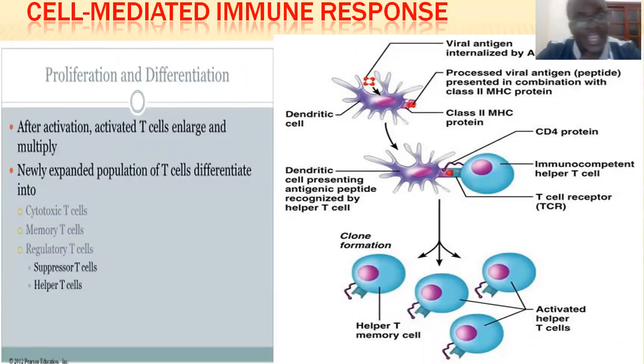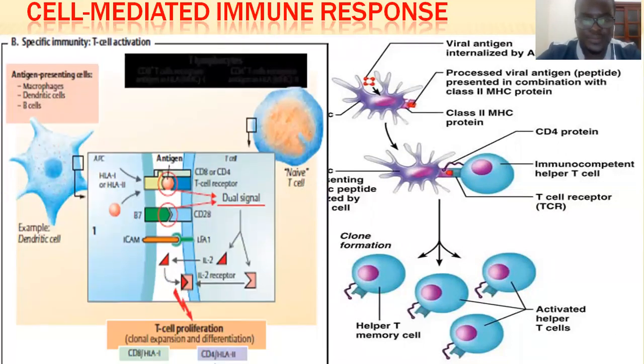So after activation, like I said, the activated T cells are going to enlarge and multiply or proliferate. Then the newly expanded population of T cells is going to differentiate into different types of T cells: the cytotoxic T cells, the memory T cells, and also the regulatory T cells. The regulatory T cells are the last ones to be produced because they are going to suppress immunity. You don't want to do that when the infection is still at its peak. So they'll be the last ones to be produced. These are suppressor T cells, and there's also production of helper T cells.